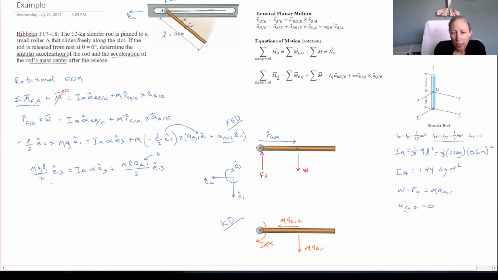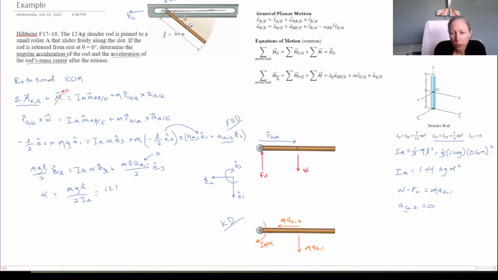And so now, we could cancel those E3s. We just need to kind of remember that everything here is going to be acting in the E3 direction. But now we should be able to solve for alpha. So alpha is mgl over 2IA. And now we're going to plug in values.